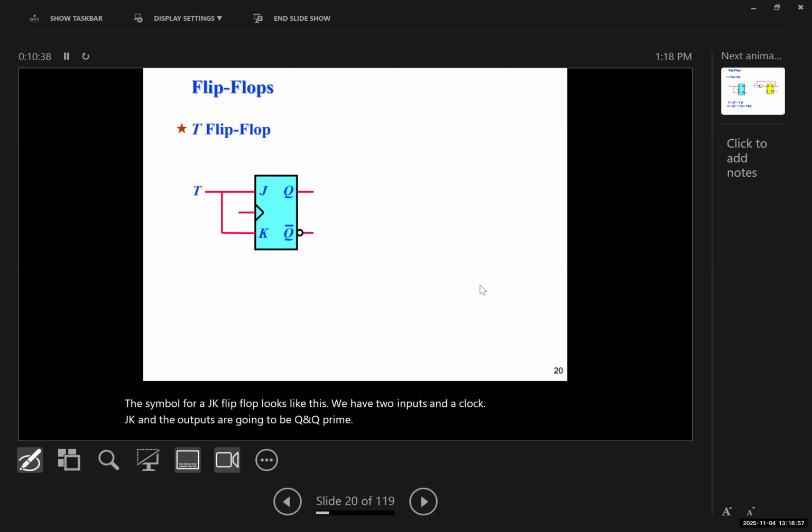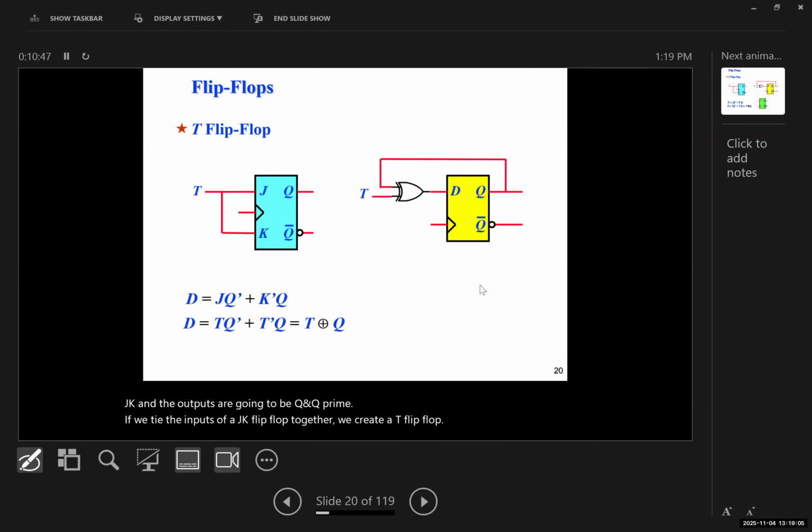Now, if we tie the inputs of a JK flip-flop together, we create a T flip-flop, or what we sometimes call a transfer flip-flop. A T flip-flop could be constructed using a D flip-flop as well. If we want to do that, we get a feedback and feed it back through an XOR, and the other input of the XOR is going to be the T, and we feed it to a D flip-flop.